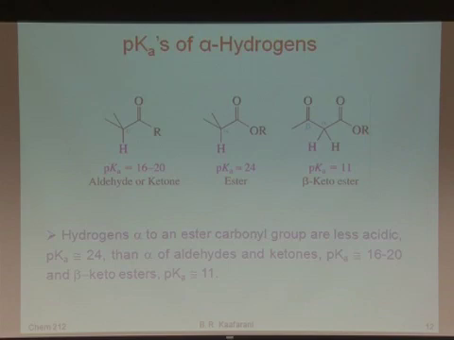So this is a first slide comparing pKa values of the different keto compounds. Here I have a ketone, here I have an ester, here I have what's called a beta ketoester. I have an ester here, and at the beta carbon I have a keto. The pKa value of this alpha hydrogen is 16 to 20. The pKa value of this hydrogen in an ester is on the order of 24. The pKa value of the alpha hydrogens here is 11. So as you can see, these hydrogens here are the most acidic among these three different compounds.